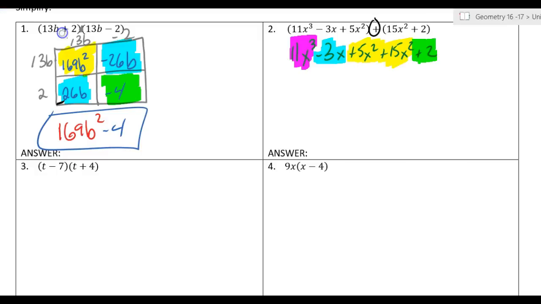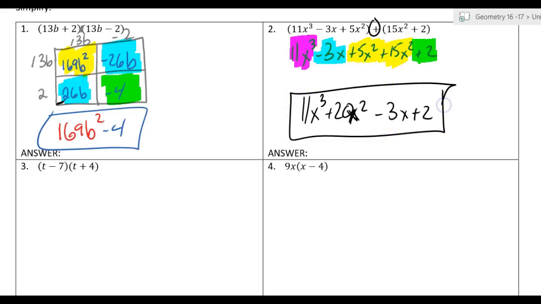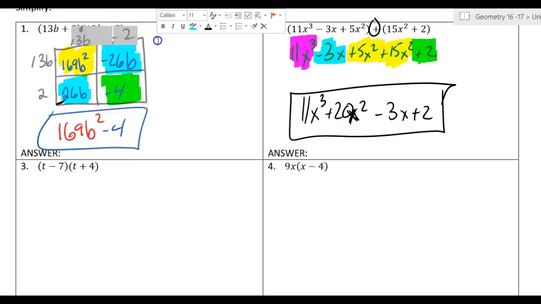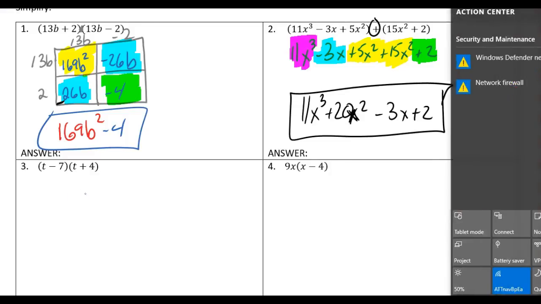So to write our final polynomial, we just go in order. There's no x cubed by itself. 5x squared plus 15x squared is 20x squared. Okay, that's an x. Hard to see. And negative 3x and plus 2. This is the order we'd like to write. It wouldn't be wrong if you wrote it in a different order, but this is the proper notation we'd like to use. So that was number 2. So we come down to number 3.